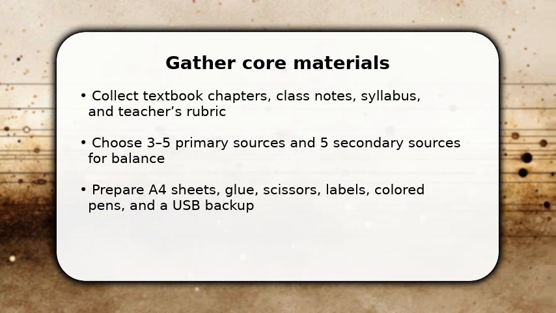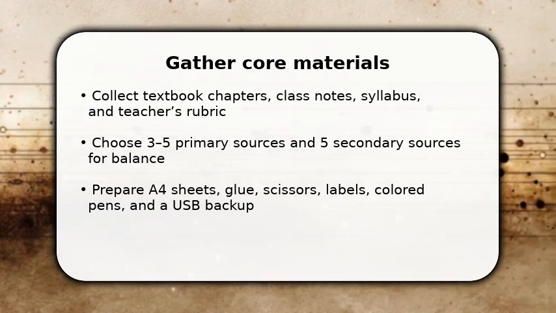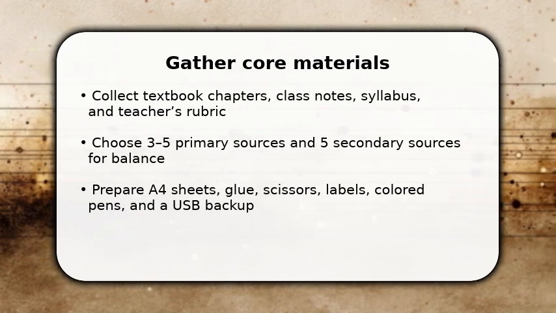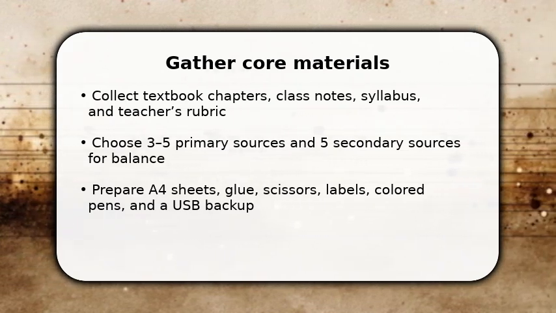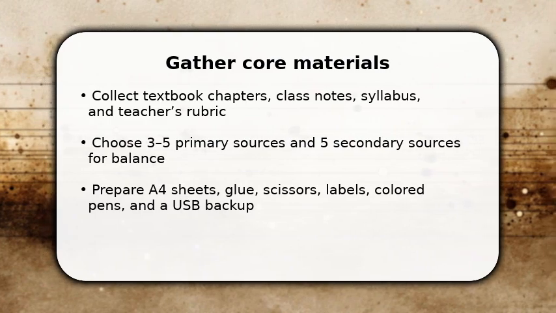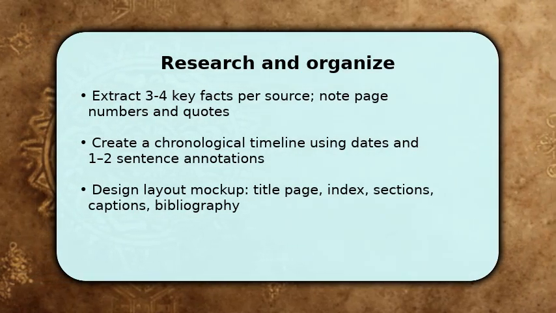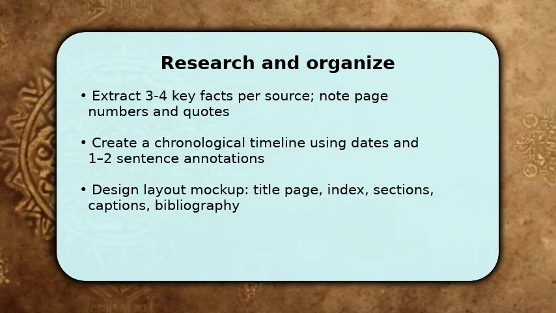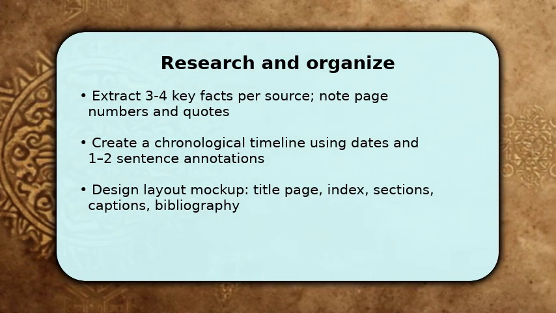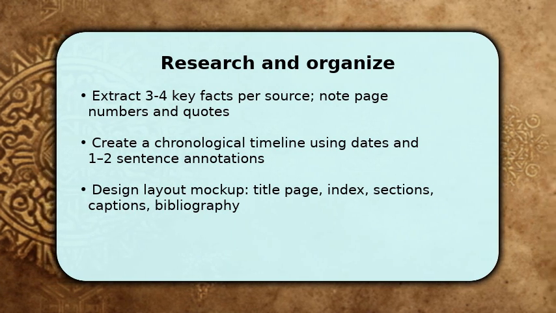Now create a project outline with headings: Introduction, Timeline, Analysis, and Conclusion. This becomes your roadmap for the build phase. You now turn notes into structured content. Write a concise 2-paragraph introduction that states your question and thesis. Then populate the timeline with dated events and 1-sentence significance notes.